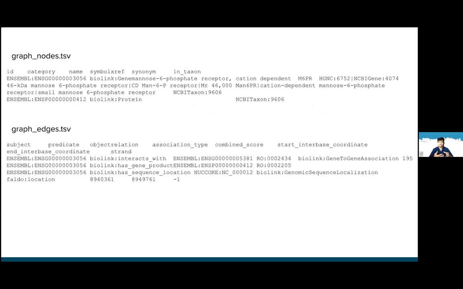And this is sort of what we would say is a TSV representation of the graph, where if you were to serialize a knowledge graph, or serialize a Biolink knowledge graph, this is how it would look. As a TSV, each column in the graph nodes TSV is a property of a node, and each row corresponds to a node in the graph. Similarly for edges.